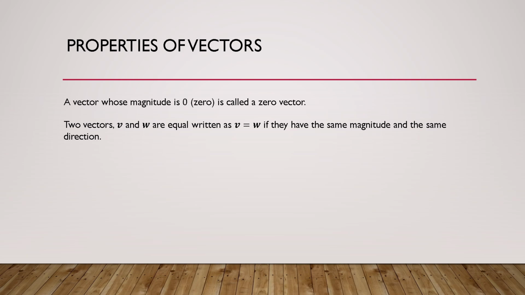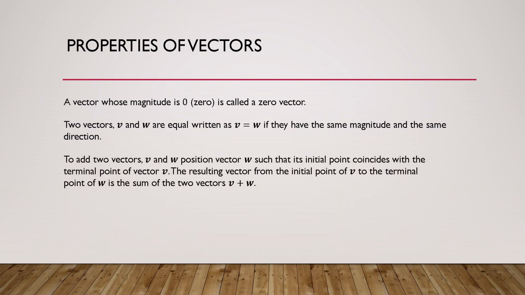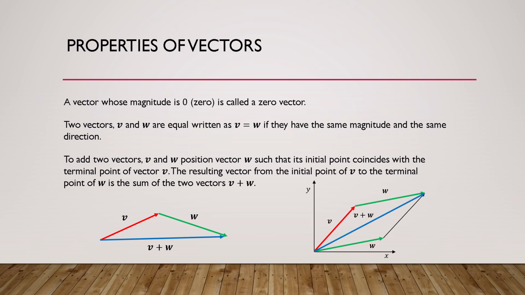To add two vectors v and w, we position vector w such that its initial point coincides with the terminal point of vector v. The resulting vector from the initial point of v to the terminal point of w is the sum of the two vectors, v plus w. We can also describe the addition of two vectors as the diagonal of the resulting parallelogram.